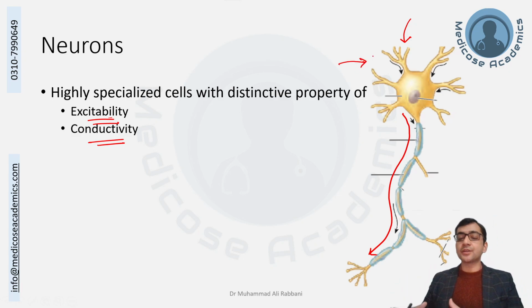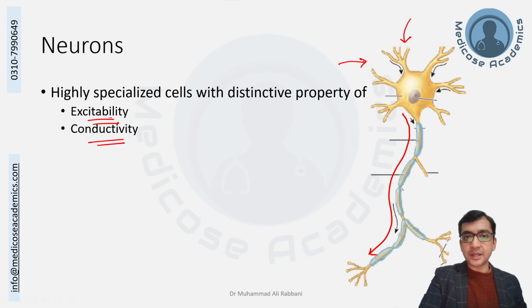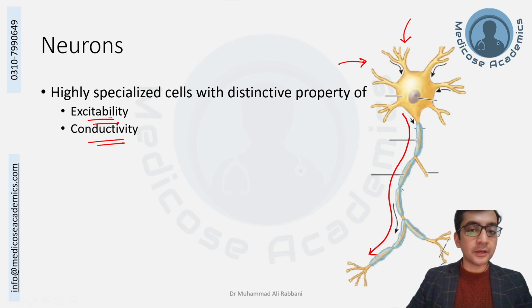For example, in the case of receptors, the rods and cone receptors generate an impulse in response to the visual stimulus. Same goes for mechanical receptors and the auditory receptors. They generate impulses. They get excited when they get their respective trigger.